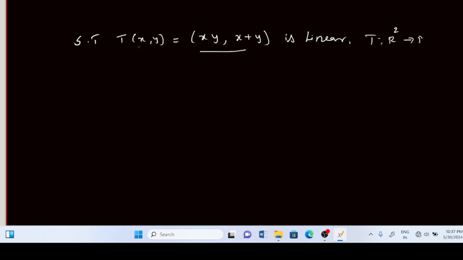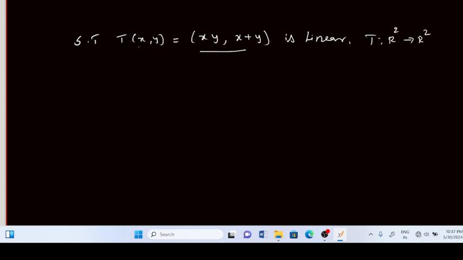Show that the function T of (x, y) equal to (xy, x plus y) is linear. There are two elements and two terms, so the function is from R square to R square.